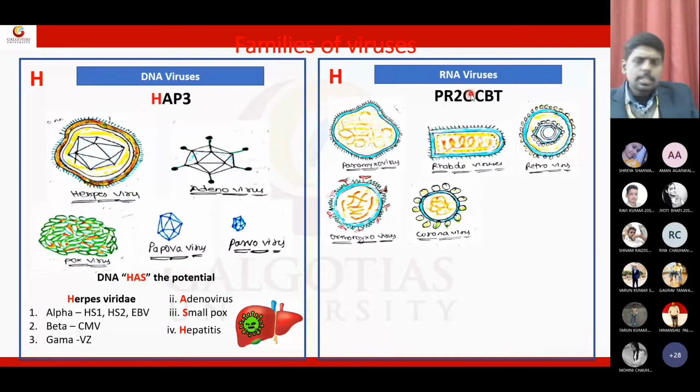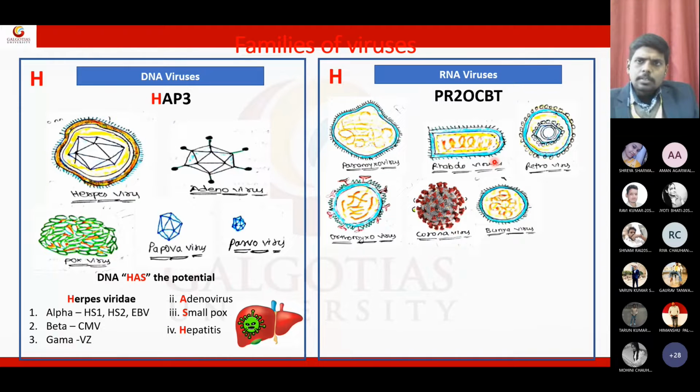So coronaviruses are not new. All these, like SARS, MERS, and COVID-19, belong to the coronaviruses. Then we have Bunyaviruses. B stands for Bunya. T stands for Togaviruses.